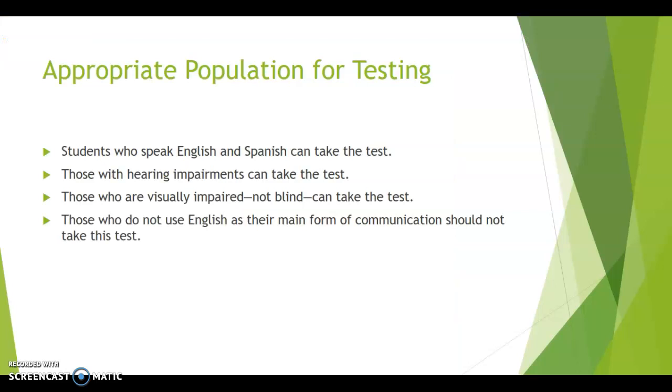Now, the appropriate population for taking the test. The Woodcock-Johnson offers a whole bunch of accommodations that I'll be covering here in a little bit. So there's not a large population of people who can't take the Woodcock-Johnson. It is offered in English and Spanish, and even those who have hearing impairments can take it. Those who are visually impaired can take it. They don't suggest people who are blind should take the test. And those who don't speak English as their main form of communication, who don't speak English or Spanish, shouldn't take that test.